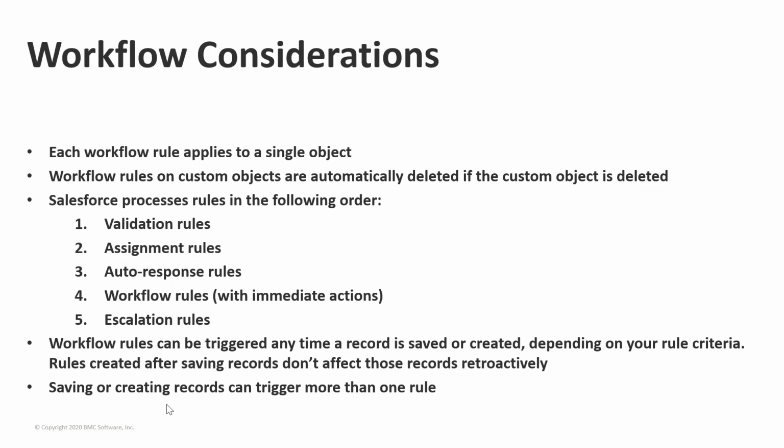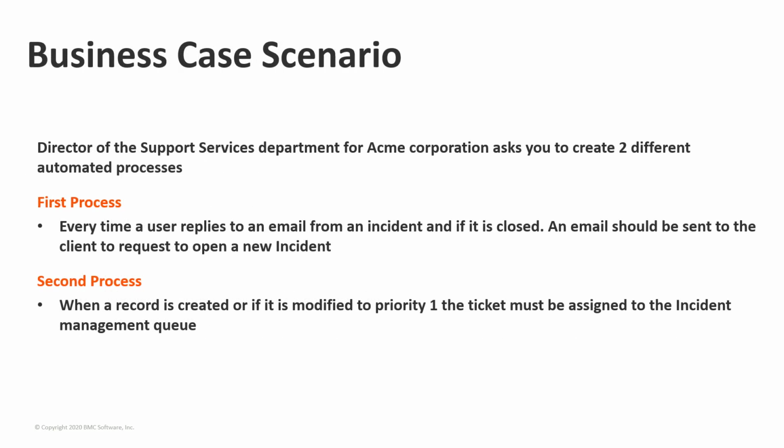We are ready to move on to the business cases scenario. The Director of Support Services Department for Acme Corporation asks you to create two different automated processes. The first one: every time a user replies to an email from an incident, and if it is closed, an email should be sent to the client to request to open a new incident. So now let me show you how we can build this first process using a workflow rule.